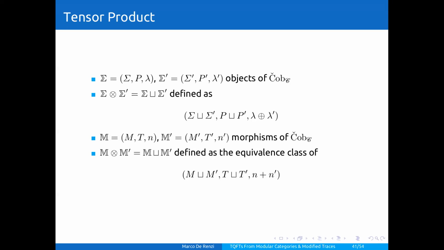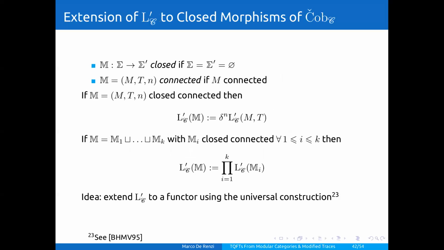Okay, we don't need to modify this part. Right. Now, the first thing we need to do is to extend the invariant we defined on J to a function on closed morphisms inside this category. So we say a morphism is closed if its source and target are just the empty object. And we say it is connected if the underlying cobordism is connected. So the graph can be disconnected, but we refer to the cobordism when we say a morphism is connected.